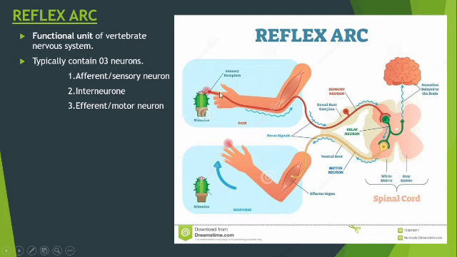Here, in the simplest reflex arc, a sensory neuron transmits impulses from sensory receptors to the central nervous system, where it synapses with an associated neuron called the interneuron, and this impulse is transmitted to a motor neuron. The motor neuron conveys the signal to effector organs or tissues.